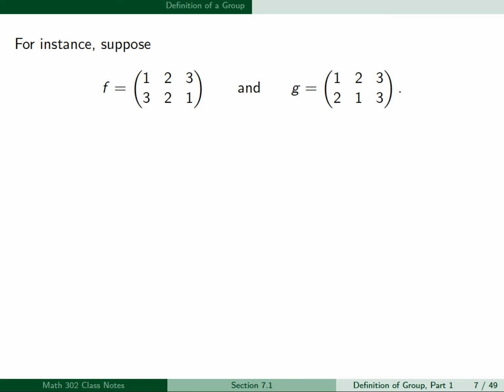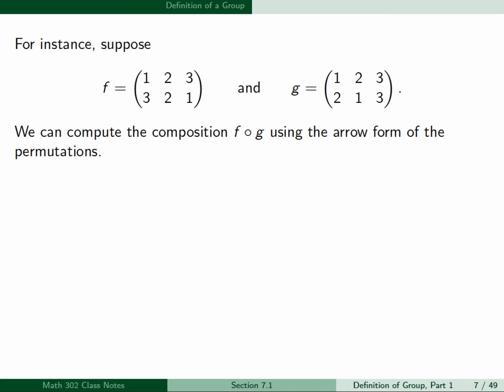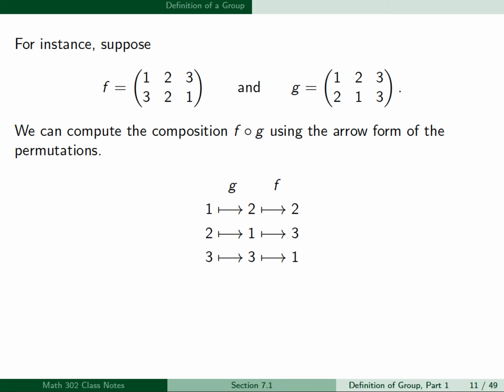For instance, let's suppose that f is the permutation mapping 1 to 3, 2 to 2, and 3 to 1, and g is the permutation mapping 1 to 2, 2 to 1, and 3 to 3. We can compute the composition f composed with g, say using the arrow form of the permutations. So let's start by writing out g. So g maps 1 to 2, 2 to 1, and 3 to 3. And then we'll apply f to each of the images. So f maps 2 to 2, 1 to 3, and 3 to 1. So then the composition is going to map 1 to 2, 2 to 3, and 3 to 1.